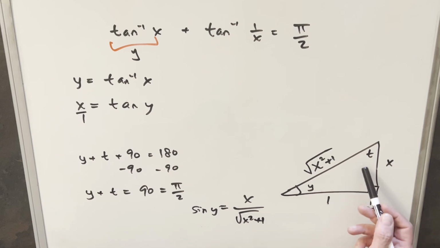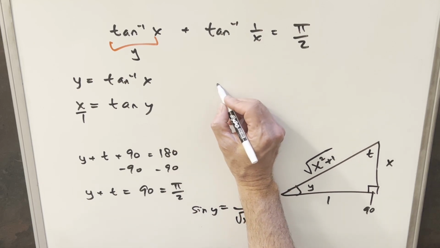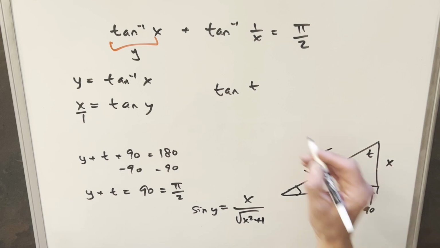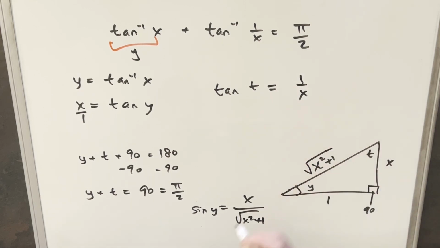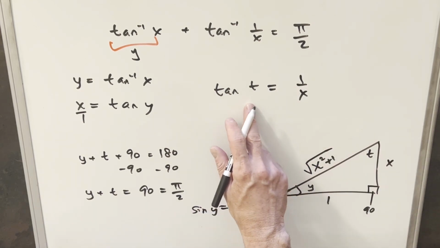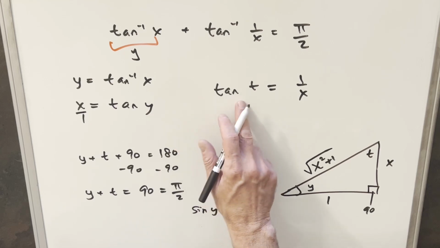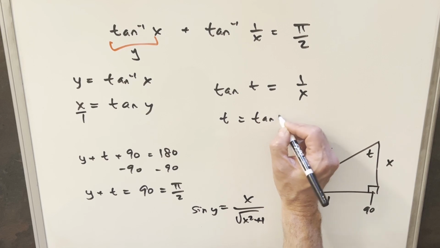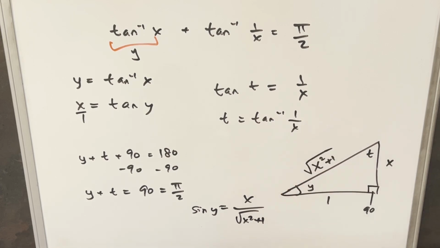Now the same way we could find any of our trig functions in y, the way we did here with sine of y, we can do the same thing now with t. So if I want to find a value for t, let's just say tan of t is going to be opposite over adjacent, and so that's going to be 1 over x. But then what I can do is take the inverse on both sides here. If I take tan inverse on the left side, we just have t, and if I take tan inverse here, we have tan inverse of 1 over x.